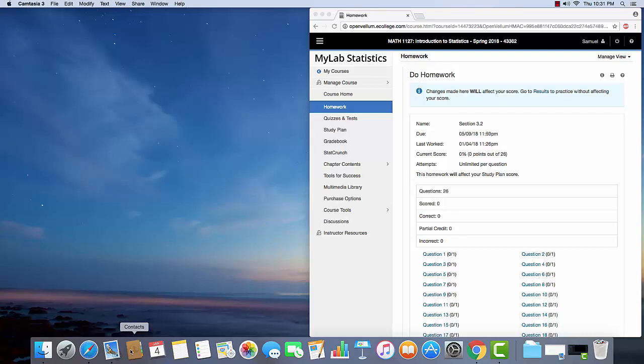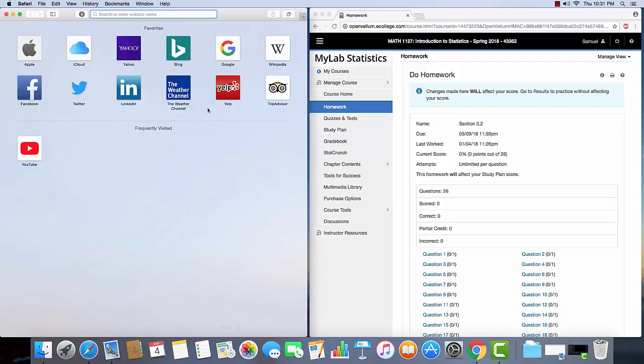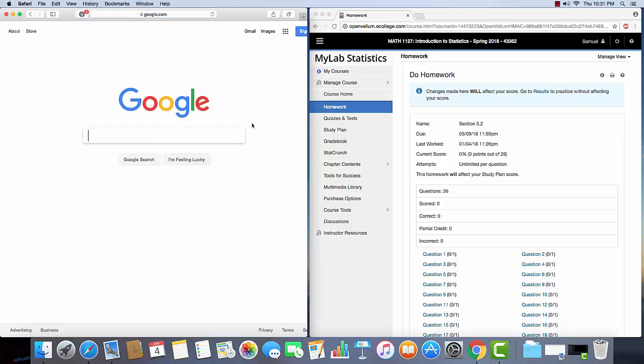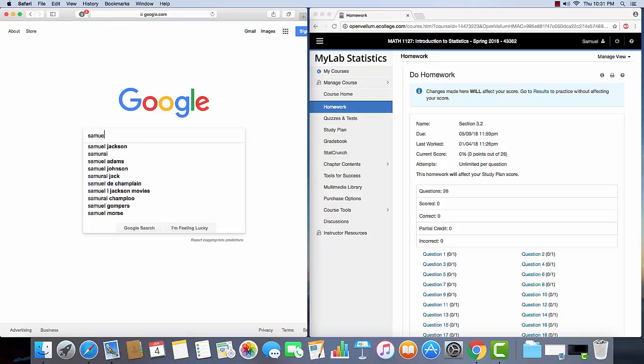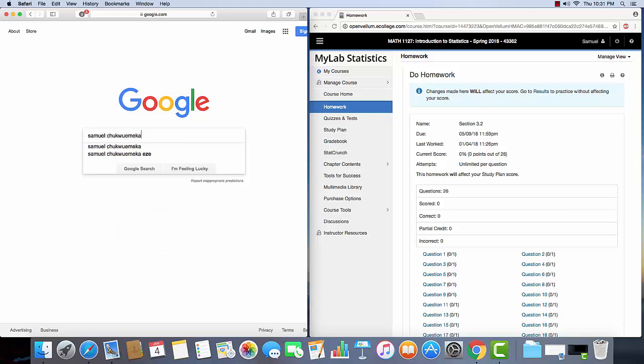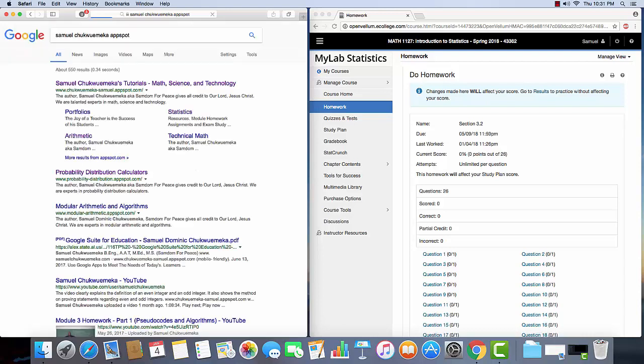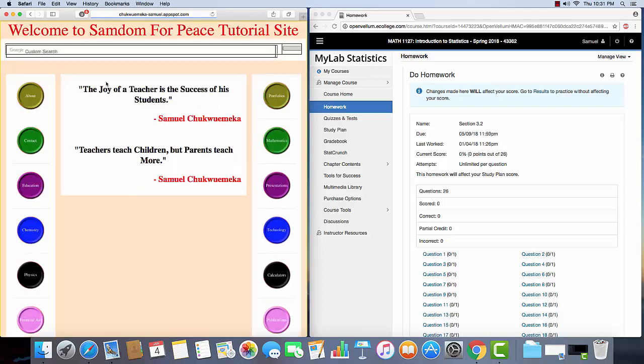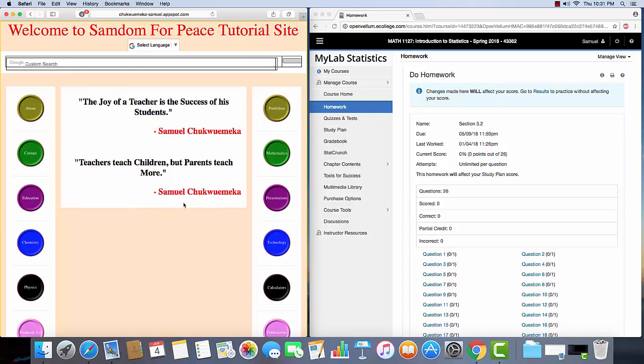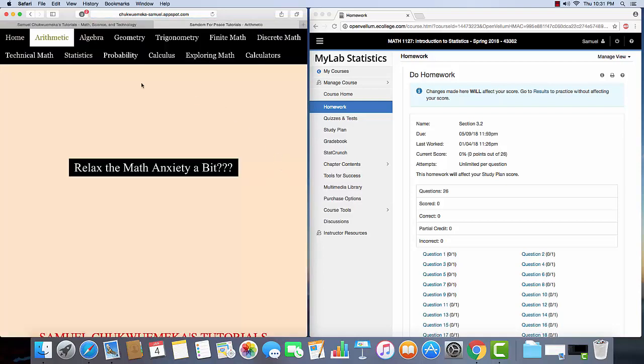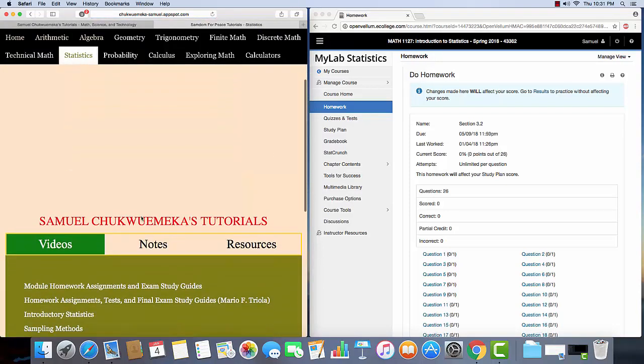So let's get to my website. I'm gonna open up another web browser. Let's use my mobile friendly site. So I'll type my name, and I will just type appspot to get to my mobile-friendly site. And that is this one, chukwuemeka-samuel.appspot.com. So I click on it. I will click mathematics. I click statistics. And these are the videos.